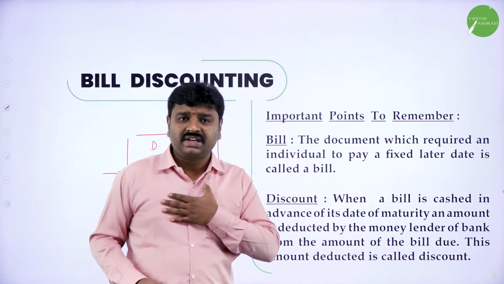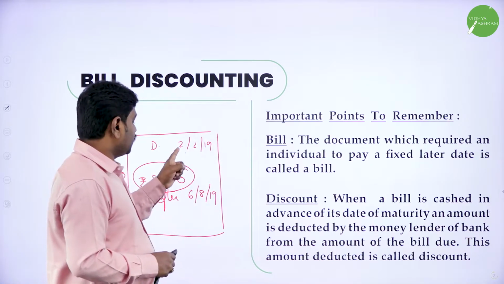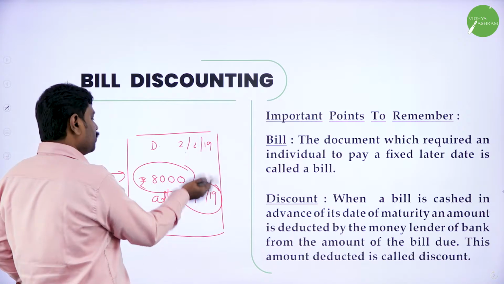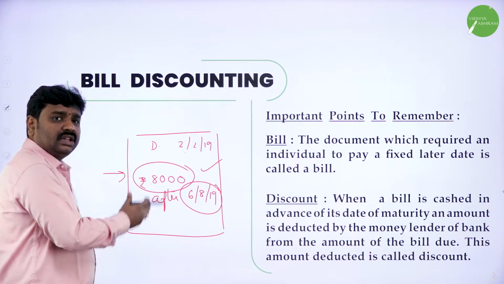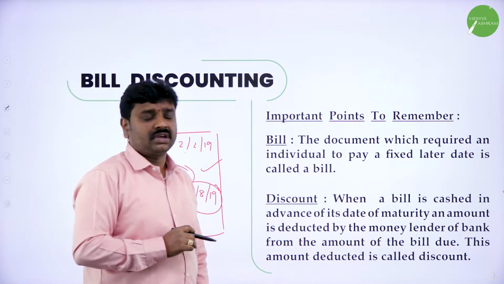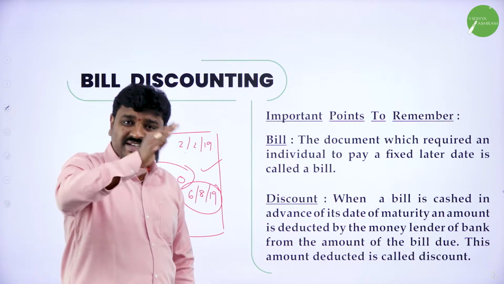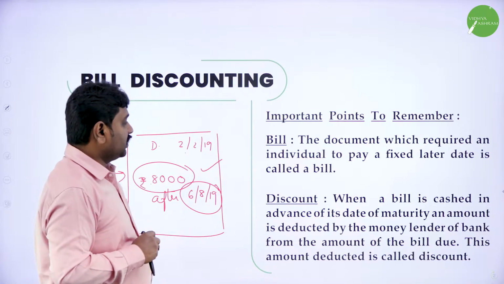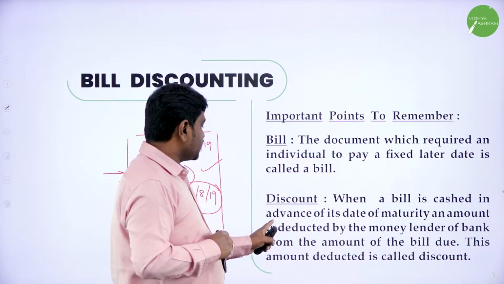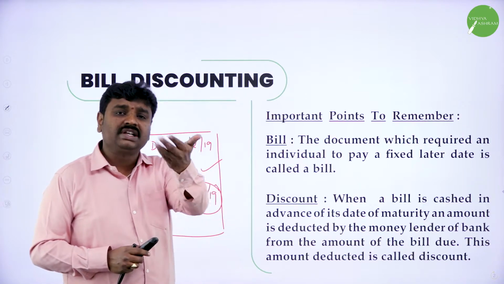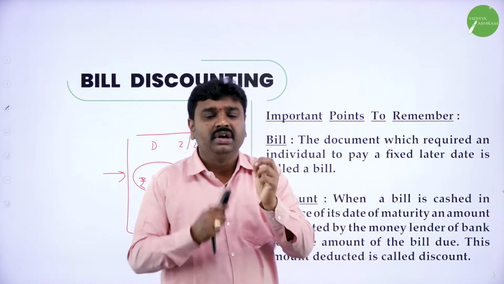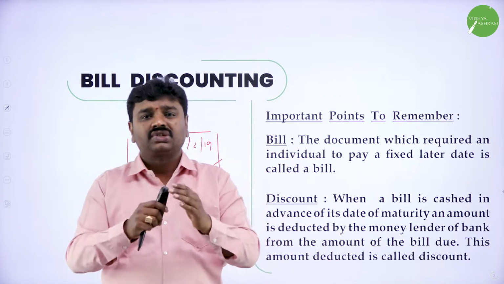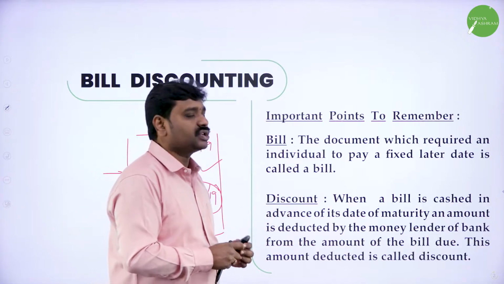This is bill. Now what is discount? Suppose I want the cash now for 8,000 rupees. This is drawn on 2/2. Suppose I will get this is legally due date. Before that, if I want to take money, then bankers will discount this. They will not pay 8,000 rupees to you. They will pay a little less than 8,000 by calculating interest. They will deduct the interest, and that we say discount. When a bill is cashed in advance, so before it is legally due date, before it gets matured, if you want to draw the amount, then bankers will discount. The amount that is deducted is called as discount.